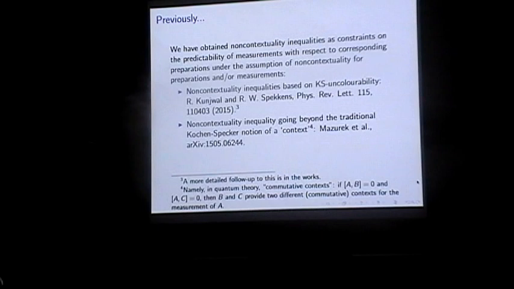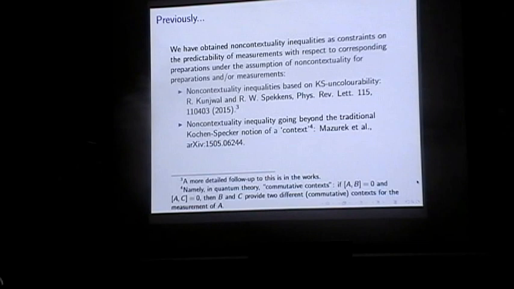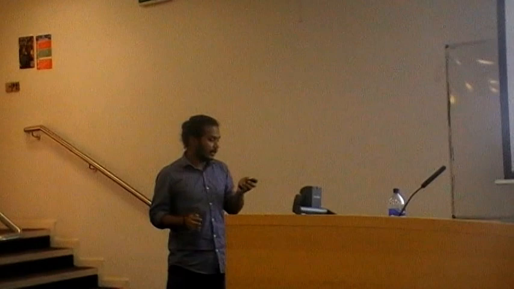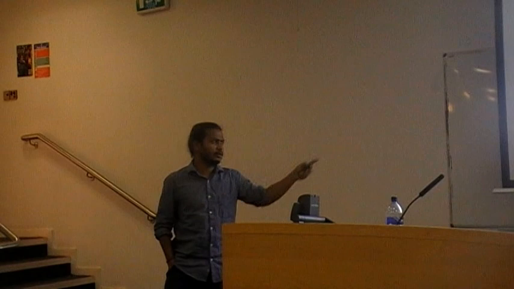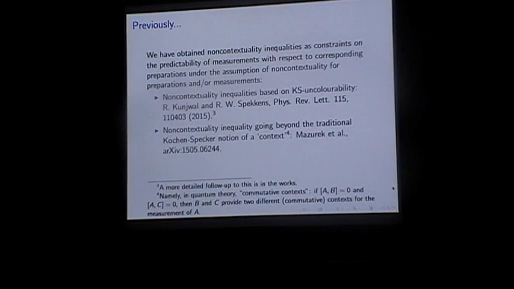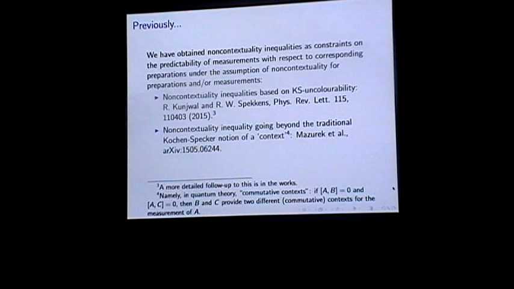In the second paper, we went beyond the Kochen-Specker notion of a context. I'll specify how we did that. The Kochen-Specker notion is essentially the notion of footnote 4, commutative context, where commutation is your notion of a context. I'm sure that's well known, but since I told you not to, there's a footnote there.